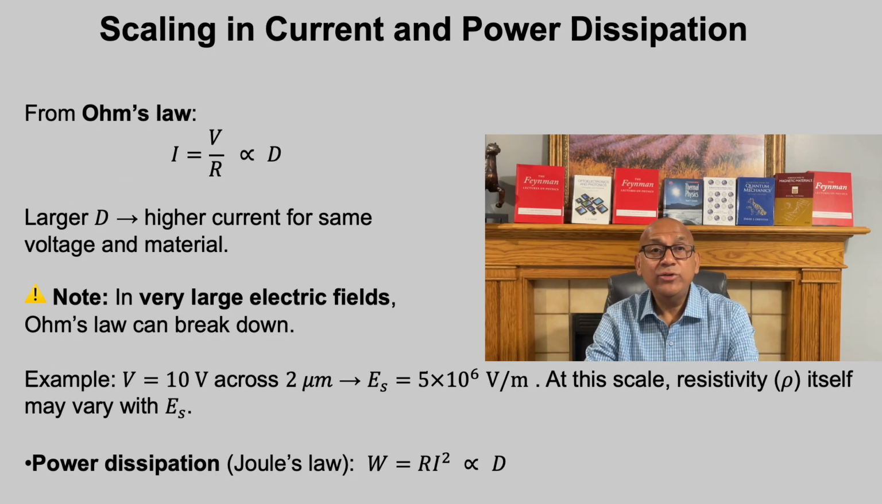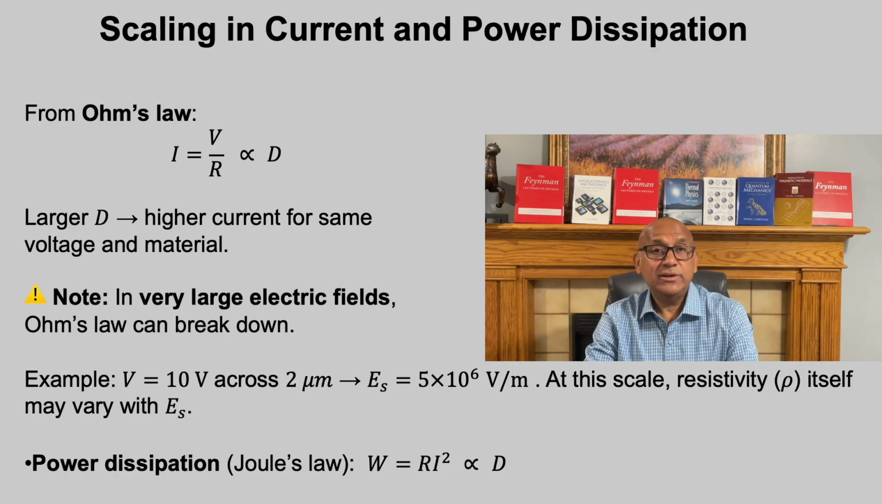Let us now look at how scaling affects current and power. From Ohm's law, current equals voltage divided by resistance. Since resistance scales as 1 over d, current itself scales linearly with d. This means that if we apply the same voltage, larger conductors can carry proportionally more current. But we should add a caution here. In very large electric fields, Ohm's law can start to break down. For example, if we place 10 volts across a gap of just 2 micrometers, the field strength becomes 5 million volts per meter. At this level, even the resistivity of the material may vary with the field.